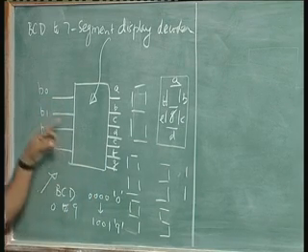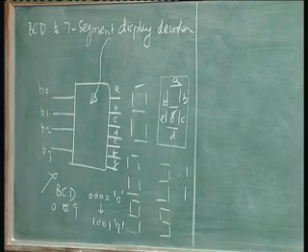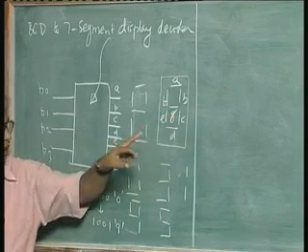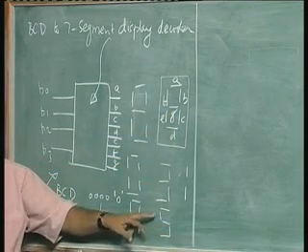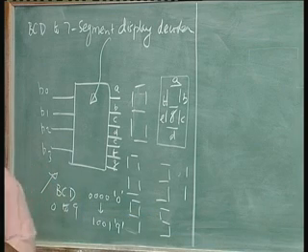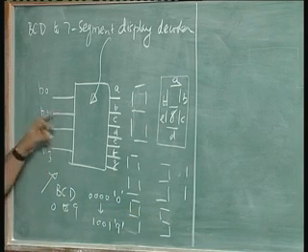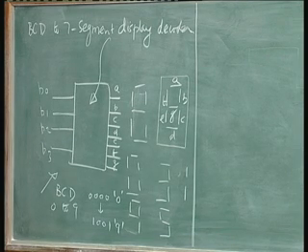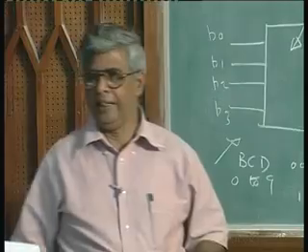If I give 0, 1, 0, 1, that is 5. So I want LEDs A, C, D, F and G to glow, all others not. If I want 8, 1, 0, 0, 0 is 8, then I need all A, B, C, D, E, F, G to glow. So I need to write a truth table for each of the segments.